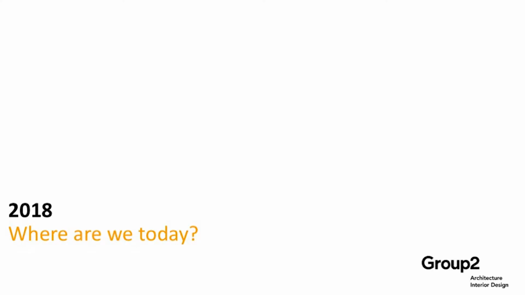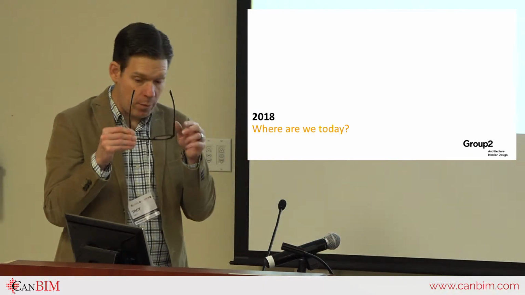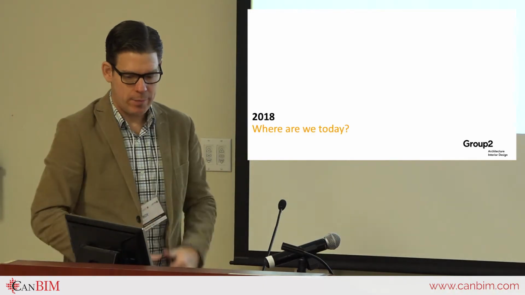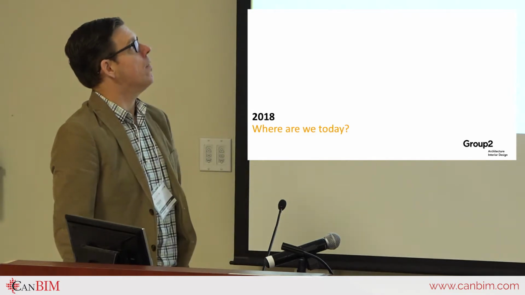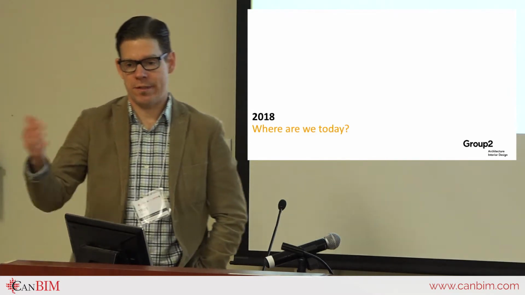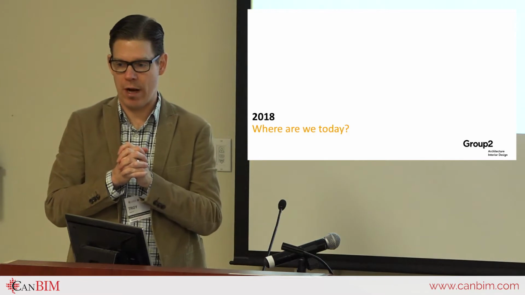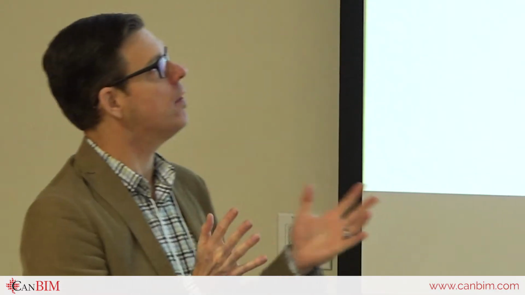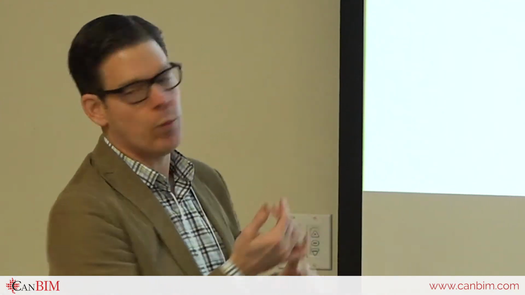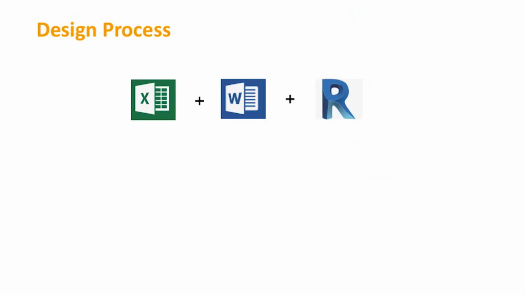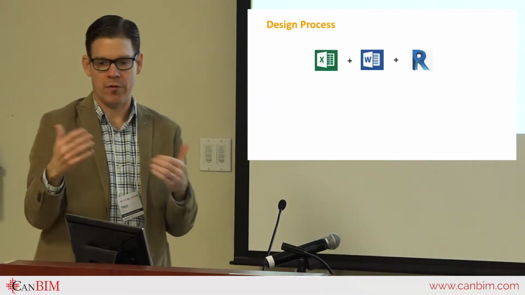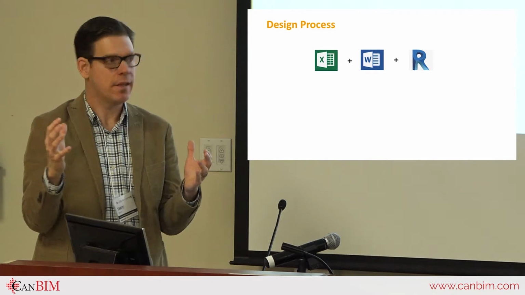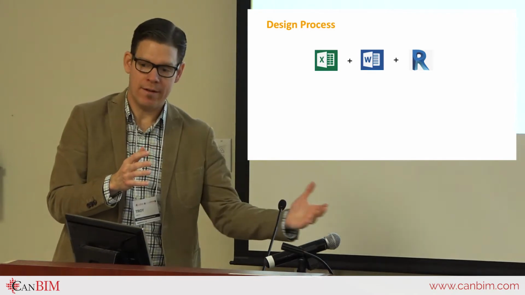Okay, so 2018. So where are we today? One of the things that we always have trouble with at the beginning of a job, say pre-design, is that the client comes to you and says, I want you to produce a functional program of my building and some room data sheets before you go into schematic design. So how are those things done? Well, those things are typically done in Word or in Excel, but they really don't have a lot of relationship with Revit when it's all said and done. That building information piece is really outside of that.